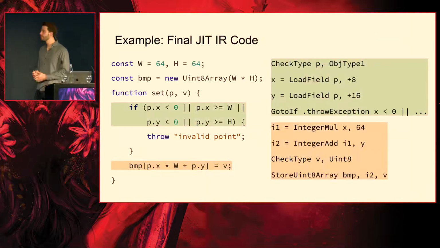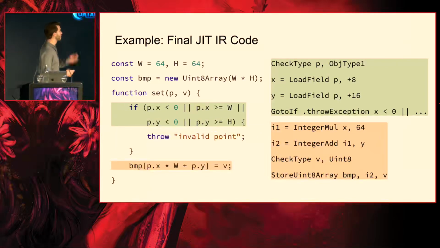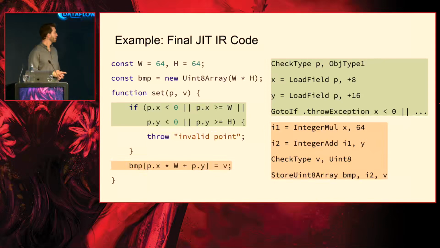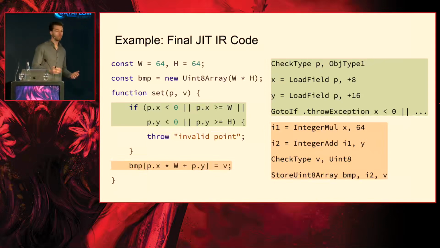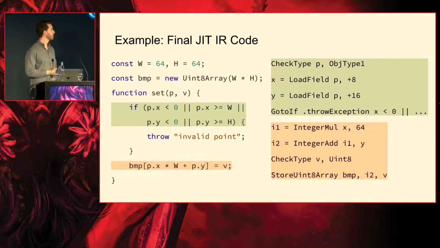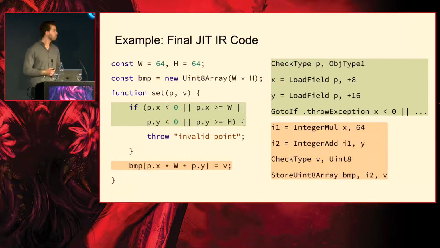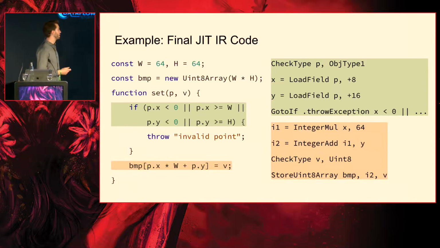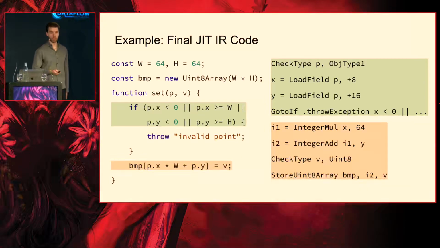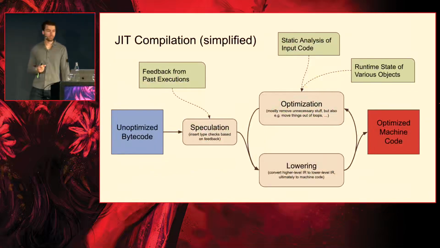And here's the final JIT code for this example. It's really just those few low-level operations. And those can more or less just be lowered to one or a couple of machine code instructions. Like the load fields, it's just going to be like one move or LDR, the multiplication and addition, and so on. Cool.